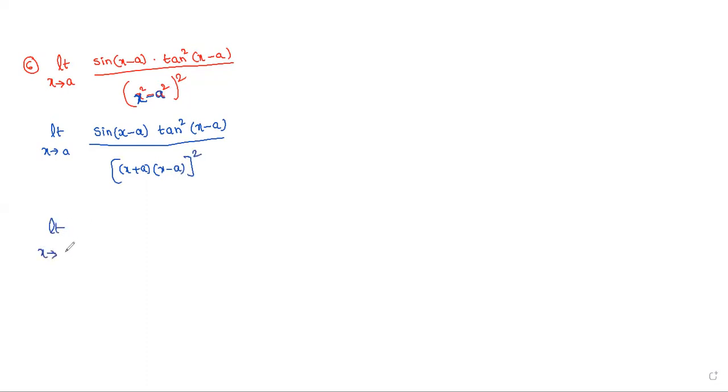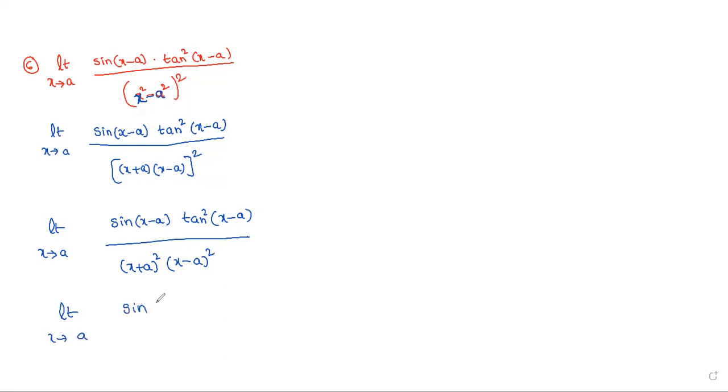Limit x tends to a, sin of (x − a) into tan square of (x − a) by, applying to both, (x + a) whole square, (x − a) whole square. I will write (x − a) whole square as (x − a) into (x − a).